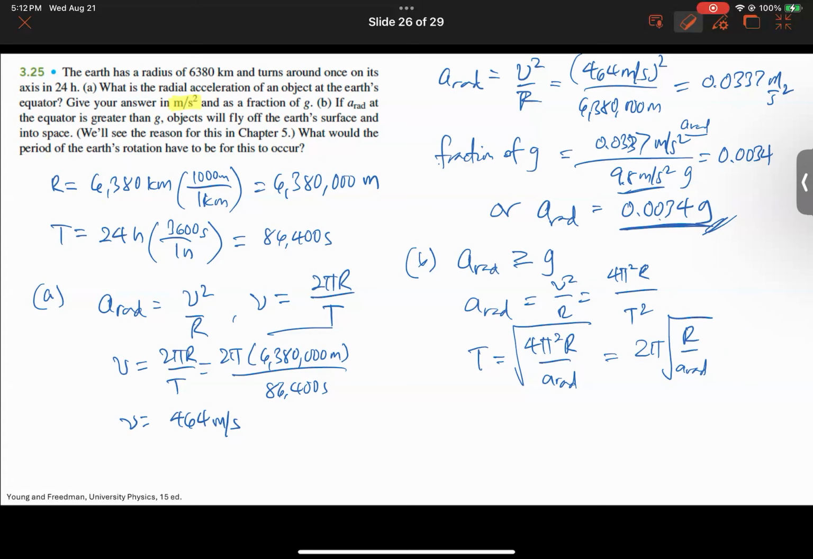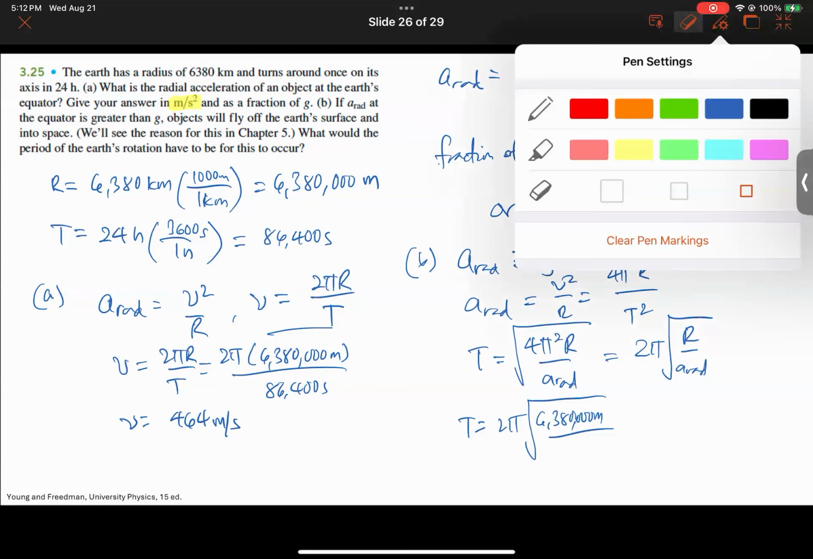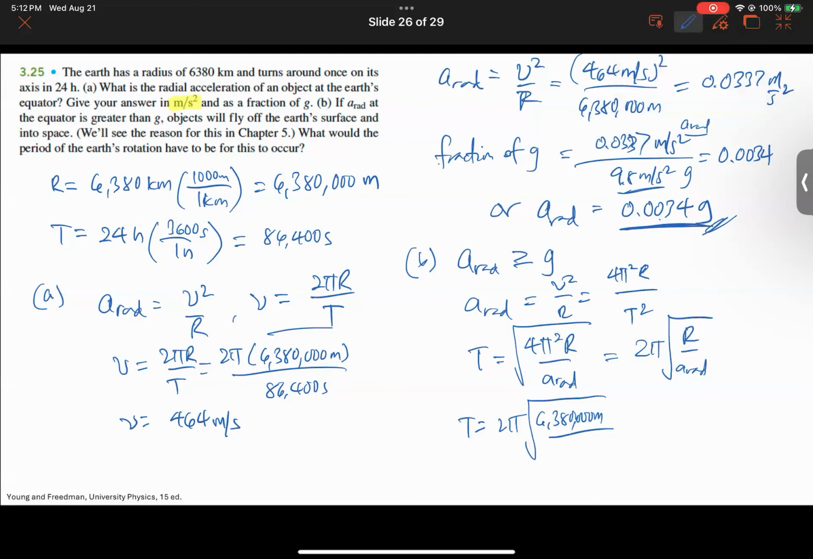So dito natin siya i-split. 2 pi times the square root of 6,380,000 meters divided by the radial acceleration of 0.00. Hindi, sorry. Dapat equal, no? Kasi minimum is equal. Pwede natin gawin ay ganito. So this has to be less than or equal to g. So, ibig sabihin, we use this instead.